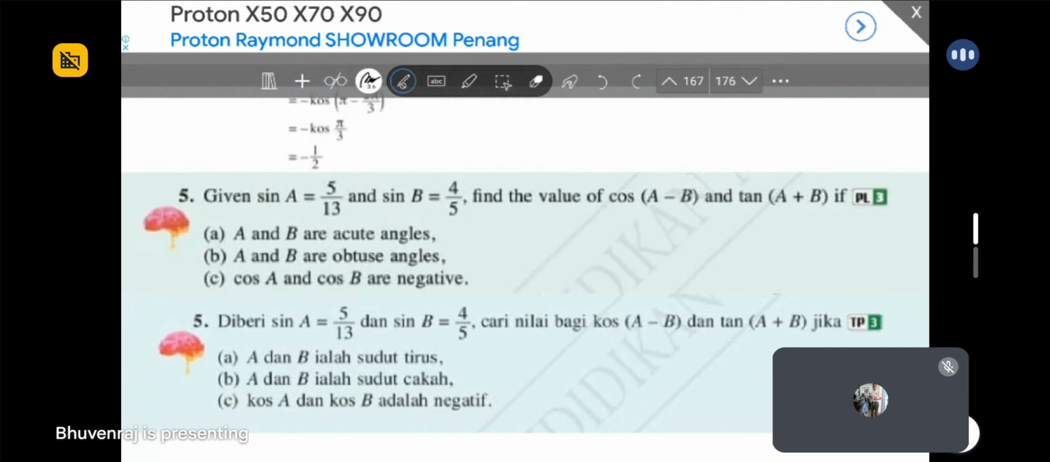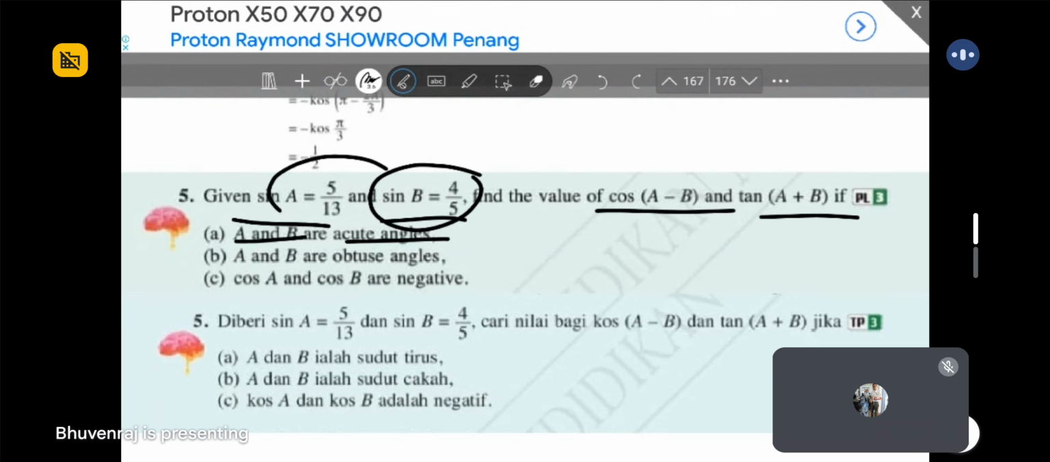So next one, question 5. Soalan kelima. Question 5, they give you these two pieces of information and they want you to find cos(A minus B) and tangent (A plus B). So first situation, A and B are acute. When you say acute, it means the first quadrant. Sukuan pertama. So that's why you can see the value of sine is positive. Nilai dia adalah positif.